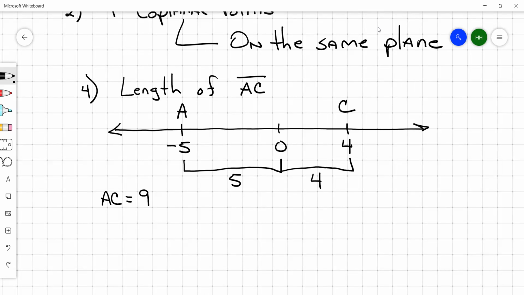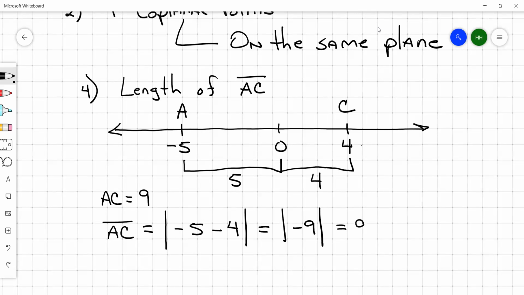All right. The mathematical way to do it is you can say that segment AC is equal to the absolute value of the difference of the points. So you can take -5 and subtract 4, and the absolute value of that would be equal to the segment AC. So -5 minus 4 would be -9, and the absolute value of -9 would be equal to 9.